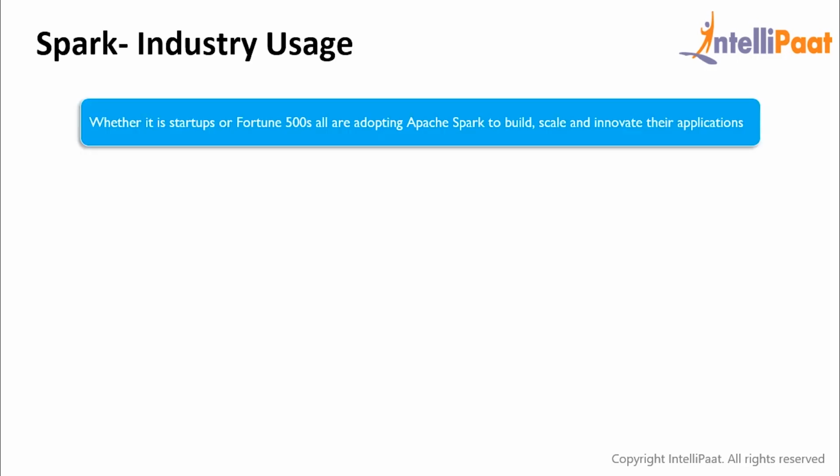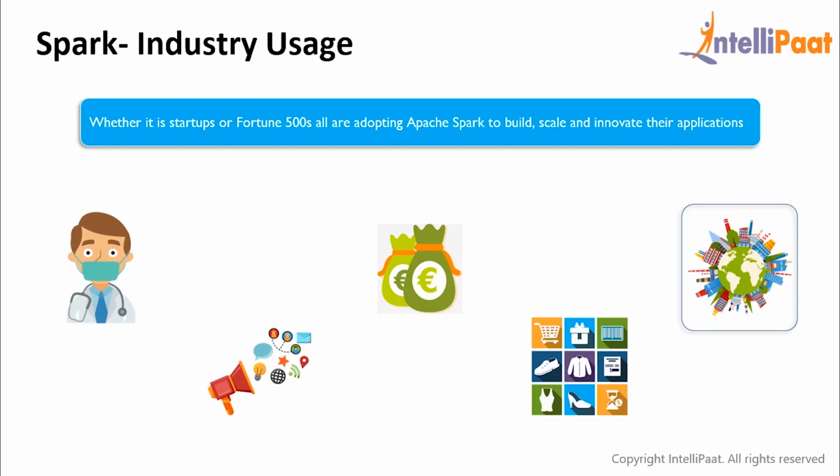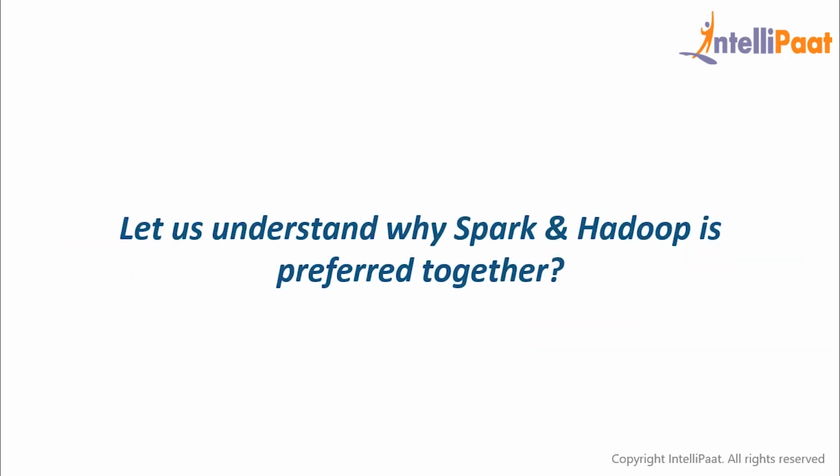So from small startups to Fortune 500s, almost every single company is adopting Apache Spark to build, scale, and innovate their big data applications. So let us see some industries where Spark is used widely these days. So industries like healthcare, media, finance, e-commerce, and travel are extensively using Spark to add value to their business. So now let's understand how Hadoop and Spark are used together.